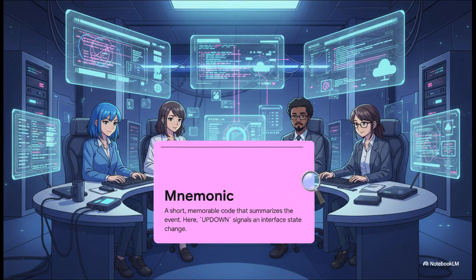And the text right after that number, UPDOWN, that's called the mnemonic. Think of it like the headline of a news article. It's a short, easy-to-remember code that gives you a quick summary of what happened. In this case, it pretty clearly tells us an interface went either up or down.